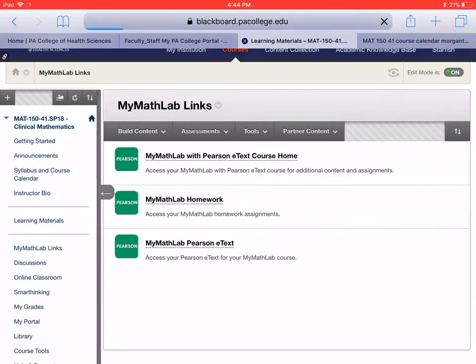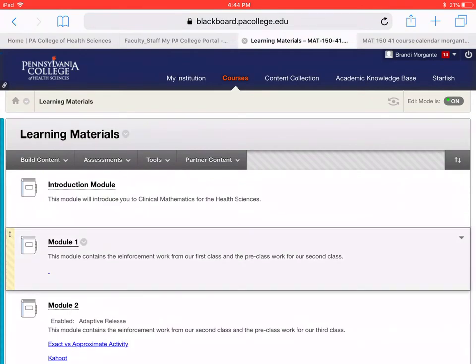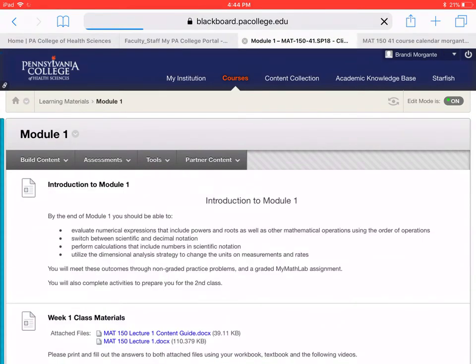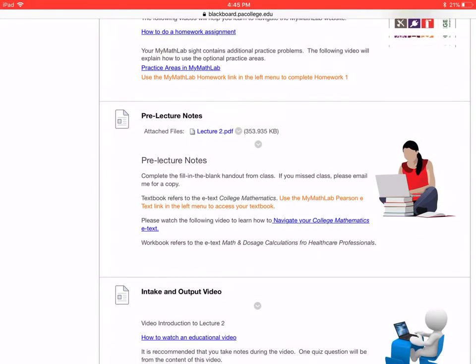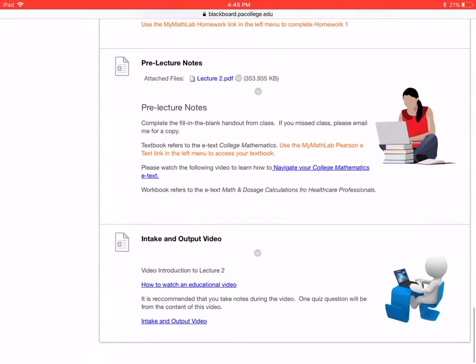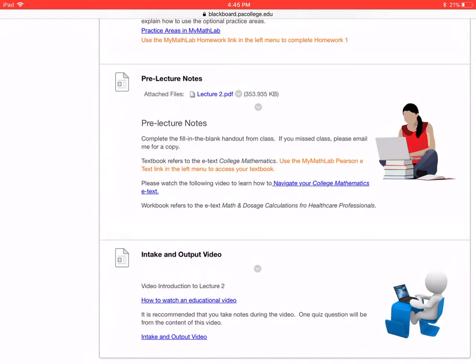So if we go back to our learning materials, and down at the bottom you'll find your pre-lecture notes. So these are what you will fill out before class for extra credit. And the intake and output video is at the bottom, and that's what you will have your quiz on along with your Week 1 materials.